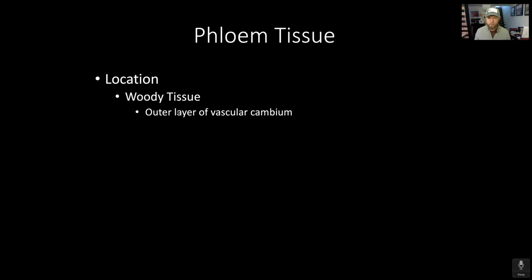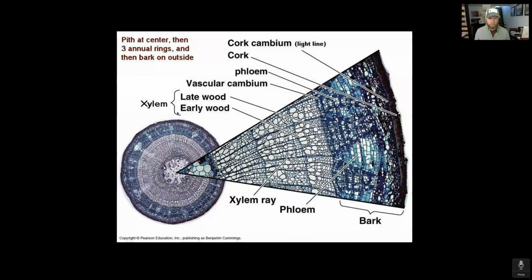Okay, let's talk about where these tissues are located in different plants and different parts of the plant. If we're thinking of woody tissue, the outer layer of the vascular cambium is where the phloem is going to be. Here's a cross section of a small twig. This division here is between the less blue area and the more blue area. This outer area that's stained really dark blue is the phloem, and inside here is the xylem.